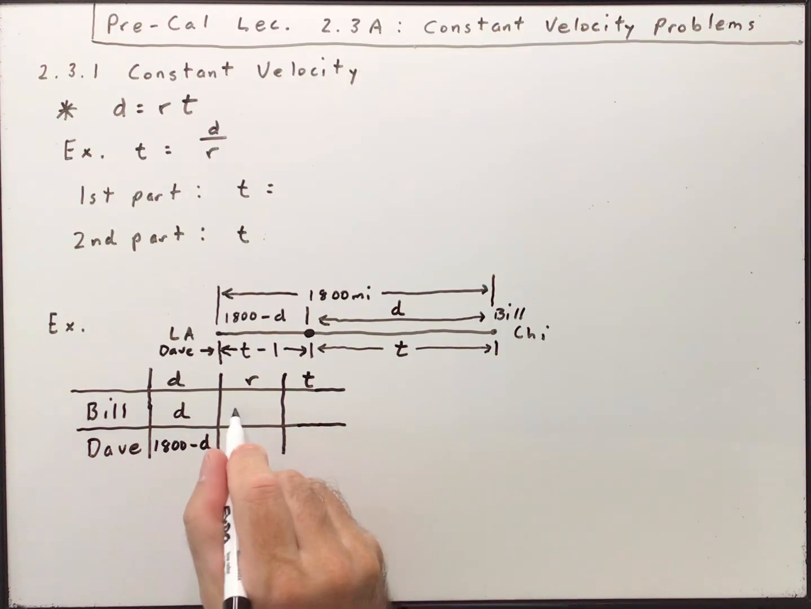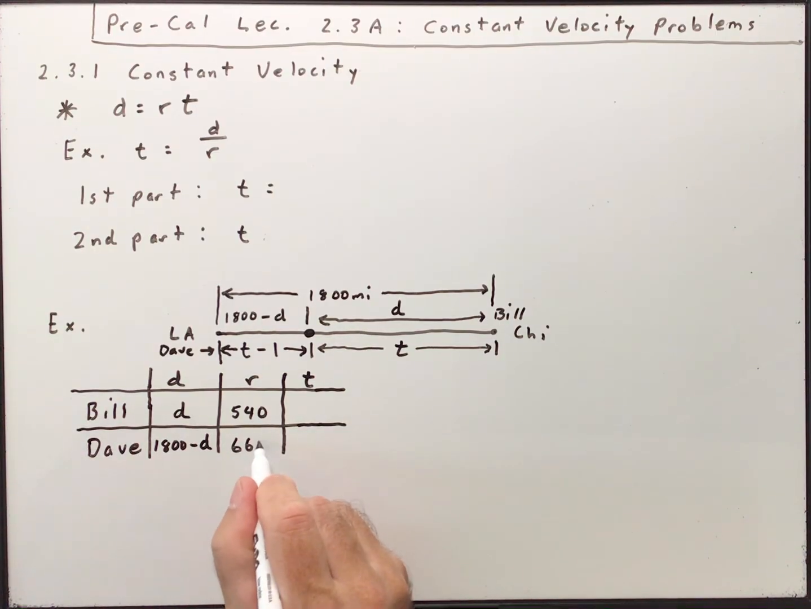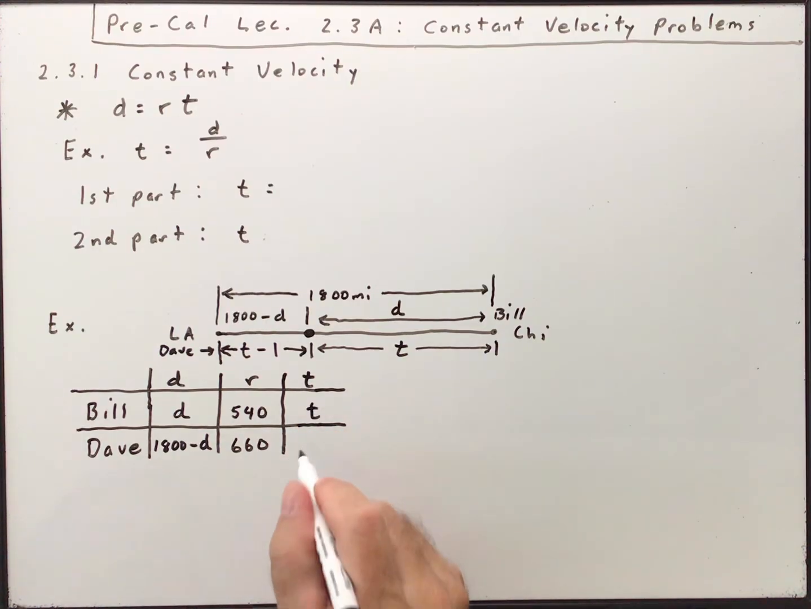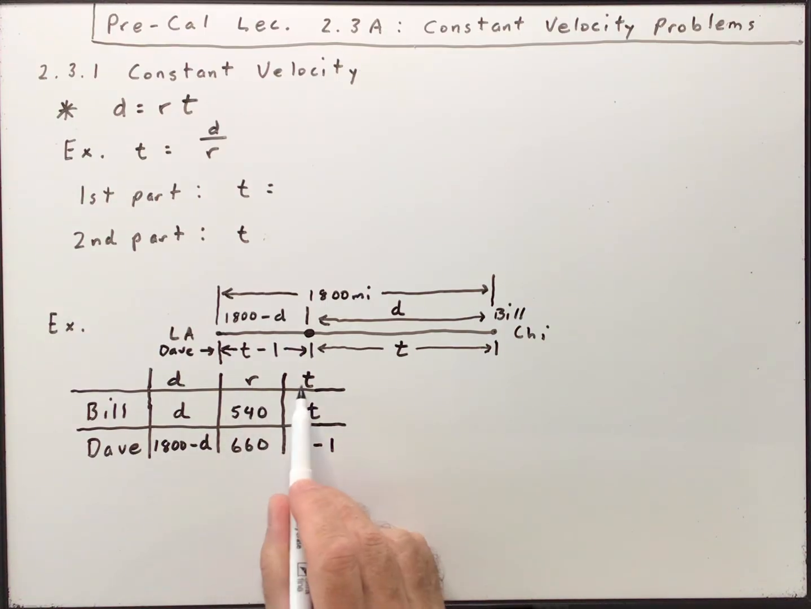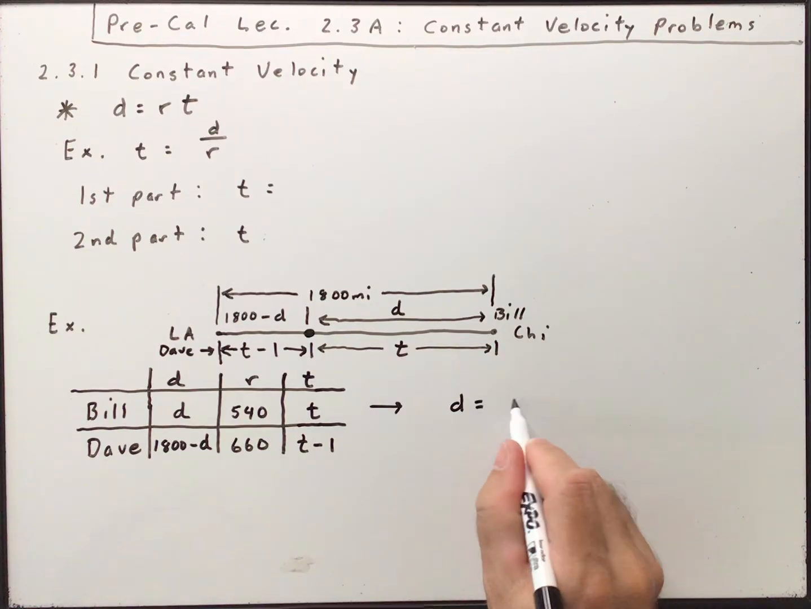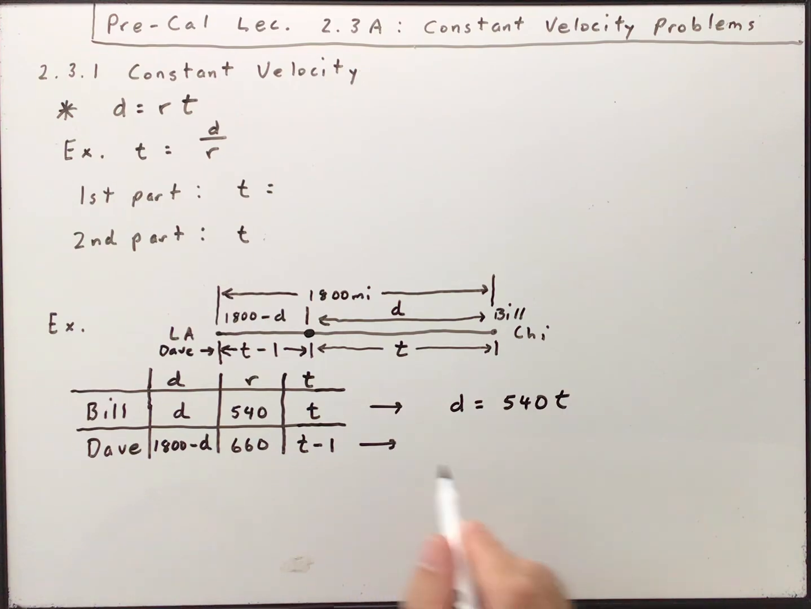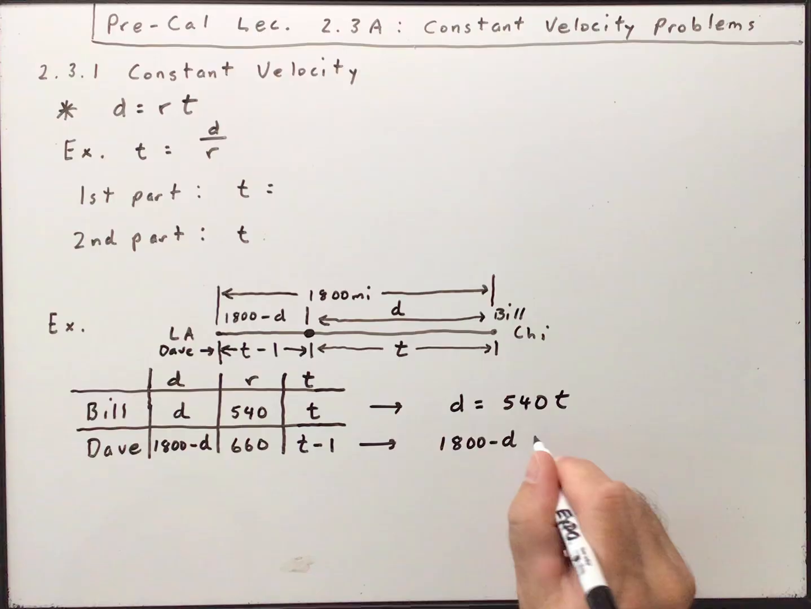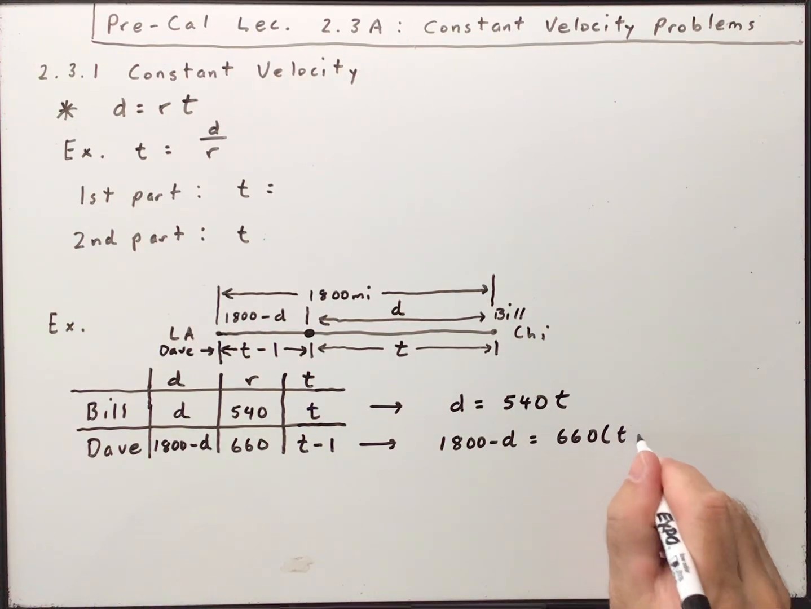Bill's rate is 540 miles an hour. And Dave's is 660 miles an hour. And then Bill's time is T, and Dave's time is T minus 1. So we can get two distance equals rate times time equations. Our first for Bill is D = 540T, the rate times T. And then Dave's is a little fancier. It would be 1,800 minus D = 660(T minus 1).